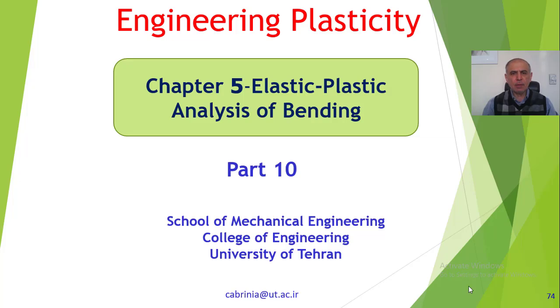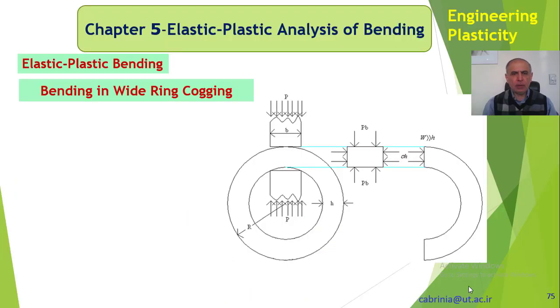Engineering Plasticity, Chapter 5, Plastic Analysis of Bending, Part 10. Continuing with the collapse load idea, I'm going to solve a metal forming problem here. It is called bending in wide ring cogging.